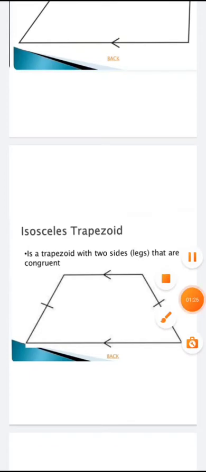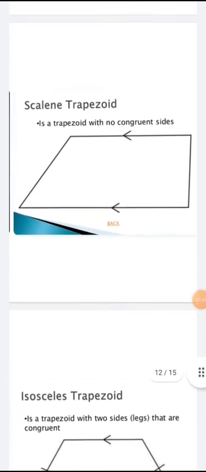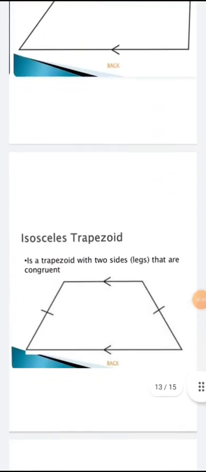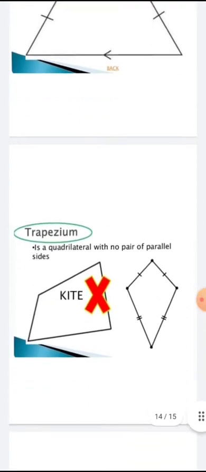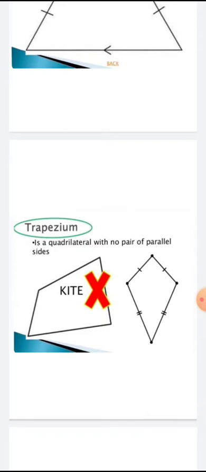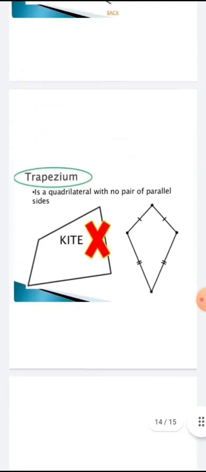Okay, so these are some of the types of trapezoid, and you have also seen the trapezium definition. Trapezium is a quadrilateral with no pair of parallel sides. A trapezoid is a quadrilateral with a pair of parallel sides. So this is an example of a trapezium with no pair of parallel sides.